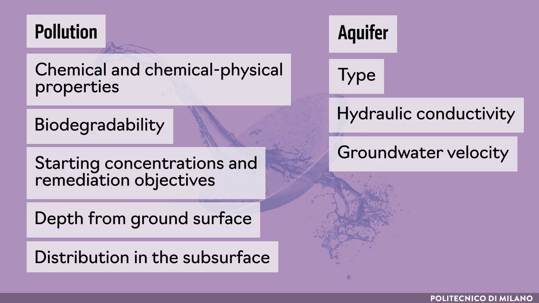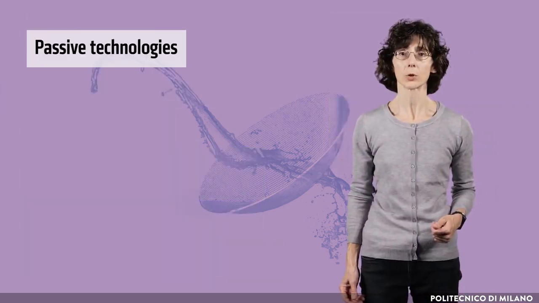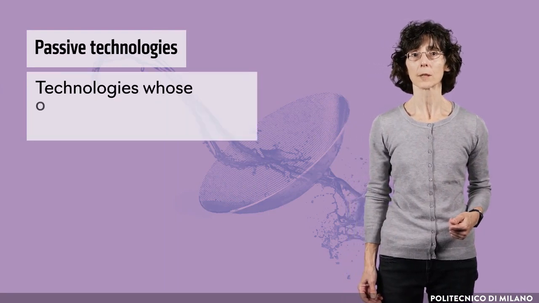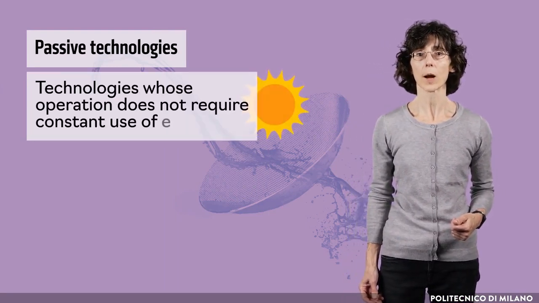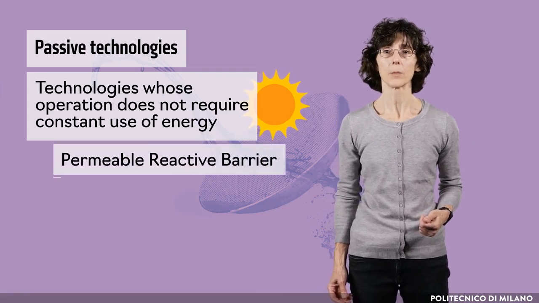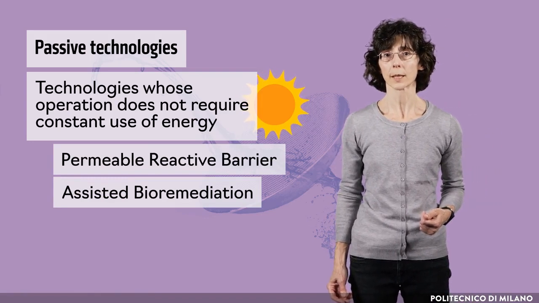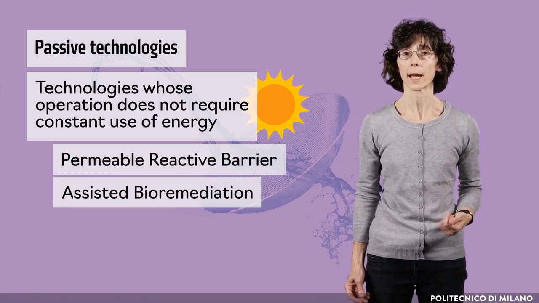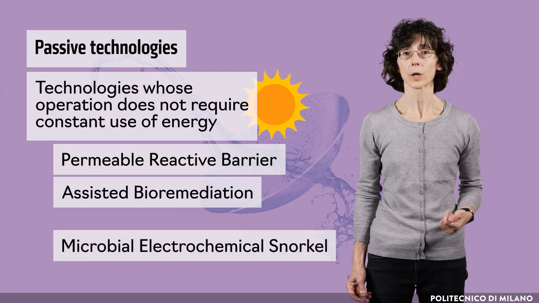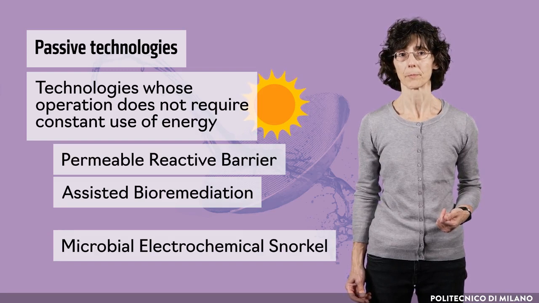Among the in-situ technologies, particularly interesting are the so-called passive technologies, that means technologies whose operation does not require constant use of energy. Among these, permeable reactive barriers and assisted bioremediation are to be mentioned as techniques already applied at full scale, while microbial electrochemical snorkels are still under investigation at lab scale.